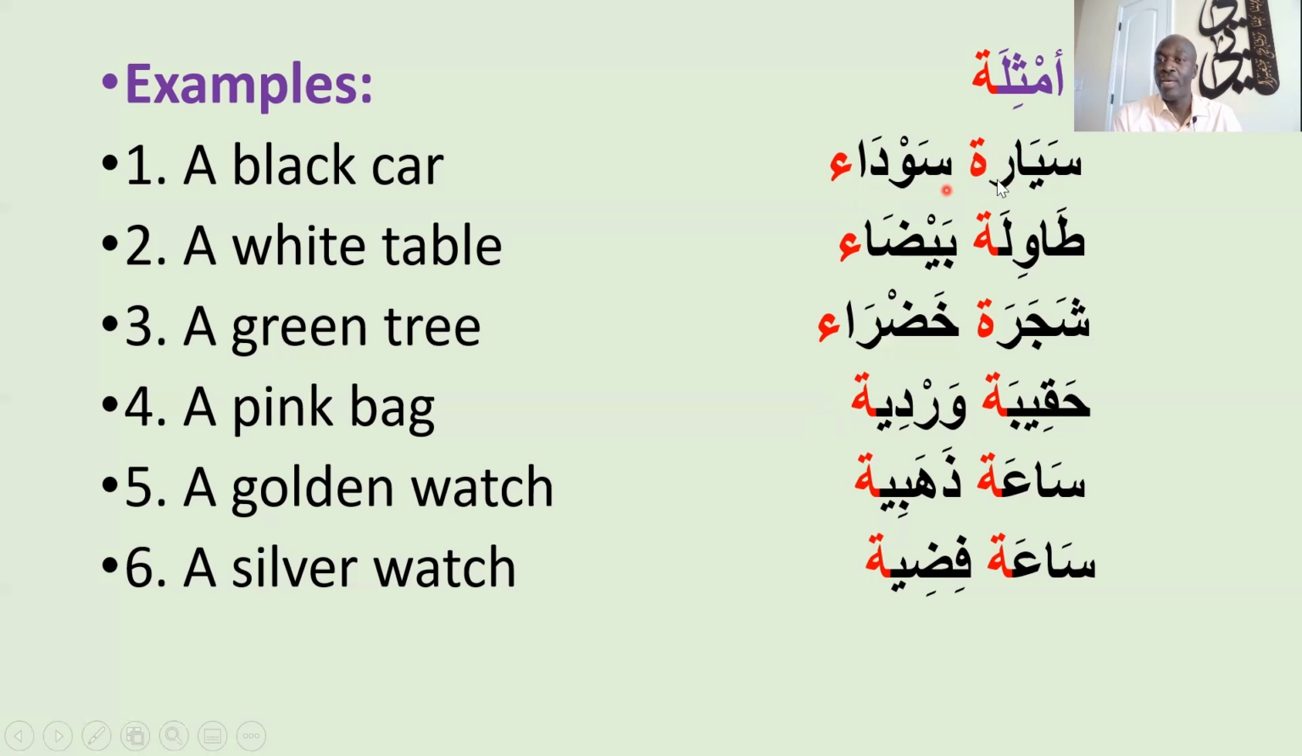See, سيارة ends with the ta marbuta, it's feminine. طاولة ends with the ta marbuta, it's feminine. شجرة ends with the ta marbuta, it's also feminine. حقيبة ends with the ta marbuta. ساعة ends with the ta marbuta. And all these are feminine nouns, but there are exceptions as always, and Arabic has a lot of exceptions.